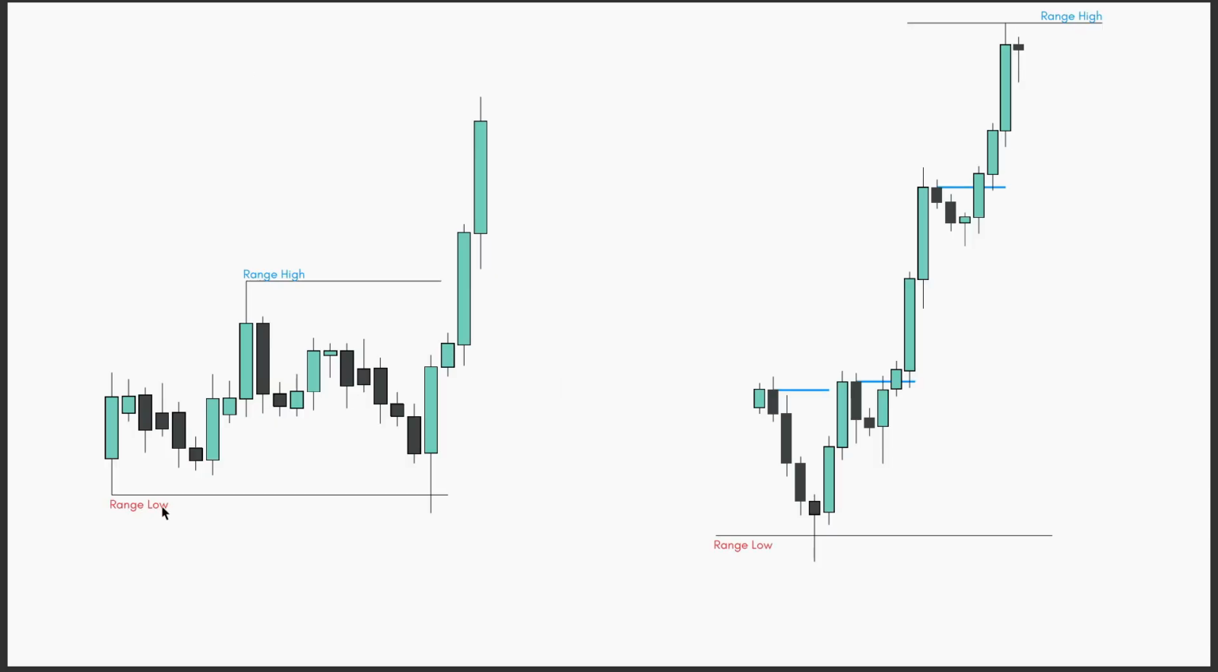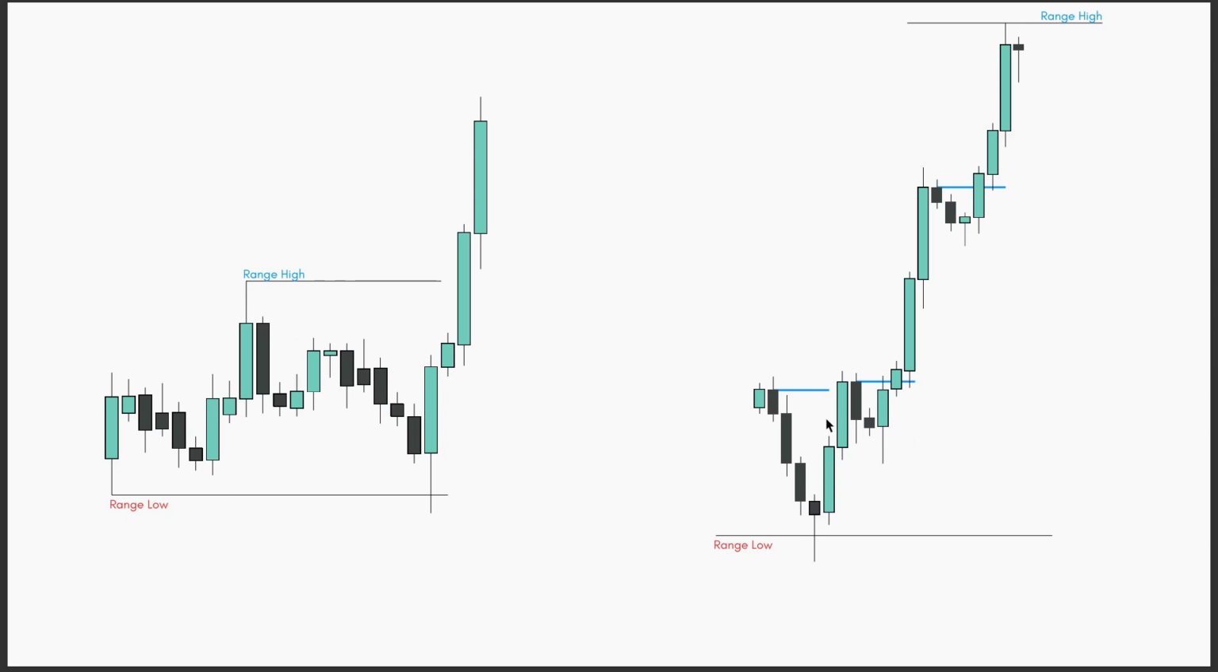So the example would be this. We are in a confined range, a consolidation. This is the range low and this is the range high. Price cannot reverse from consolidation, and if it does, it will be a manipulation: consolidation, manipulation to the range low, and then targeting the range high.